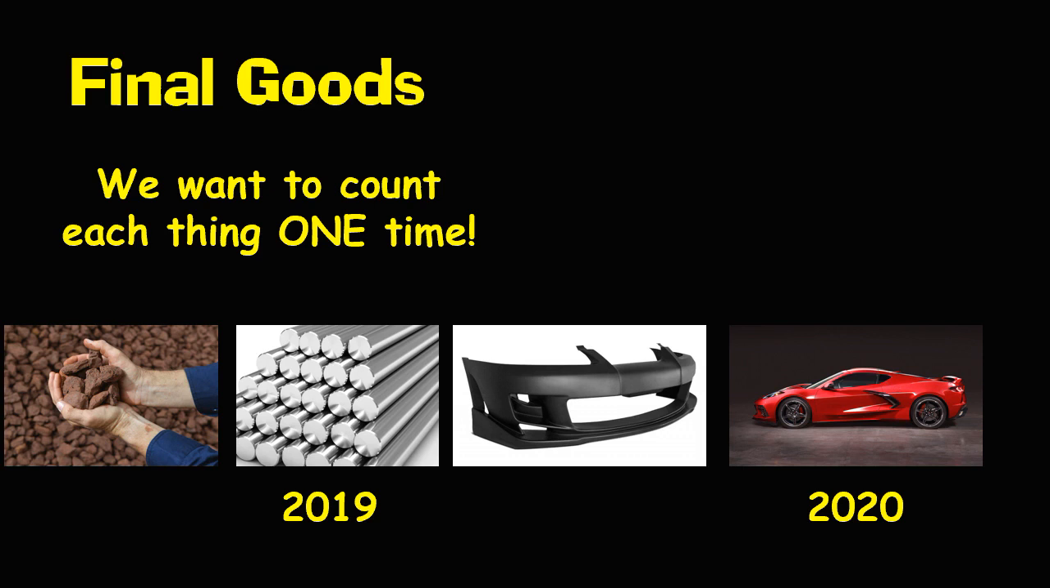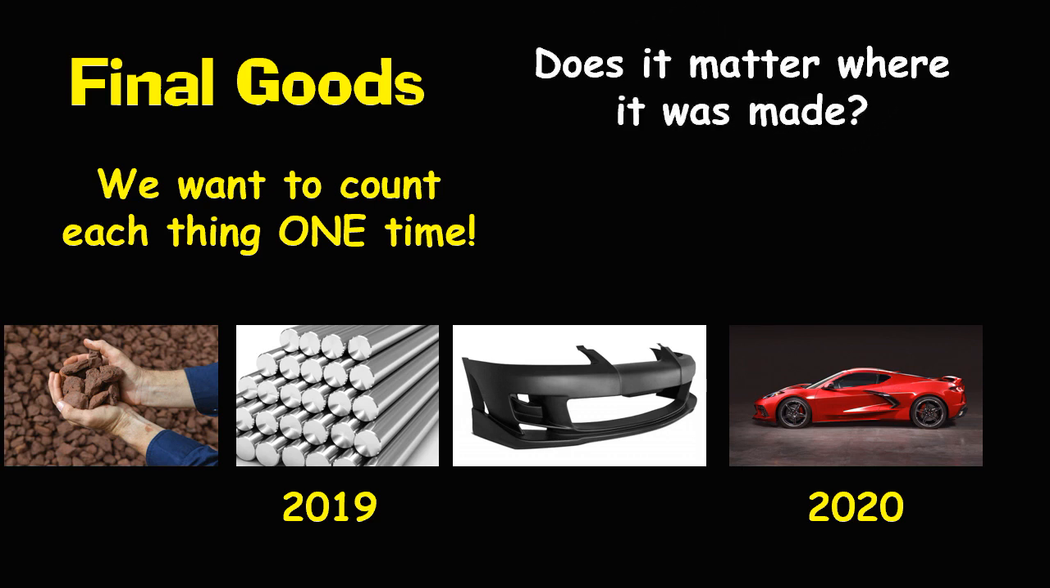Now, 2020, we stick that bumper on a car, a brand new car we just built. We have to take that car and do what? We already counted the bumper. So we have to take the price of the car, subtract out the bumper that we already included, and in 2020, we're going to put in the car minus the bumper. All right? Am I making sense here? I need to count everything just once.